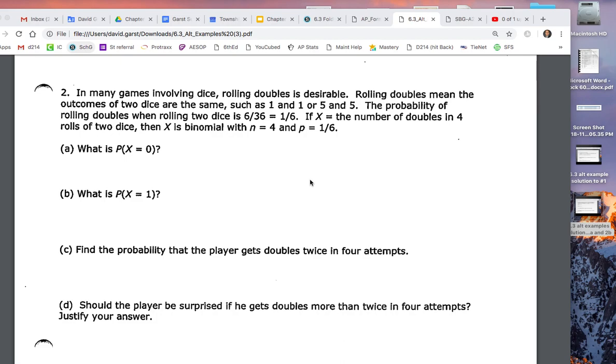The next two parts in question number 2 are parts C and D. Part C says find the probability that the player gets doubles twice in 4 attempts. So here we found the probability that they get 0 doubles in 4 attempts. Here it's the probability of getting 1 in 4 attempts. So I bet you can write the symbolic statement for this verbal sentence.